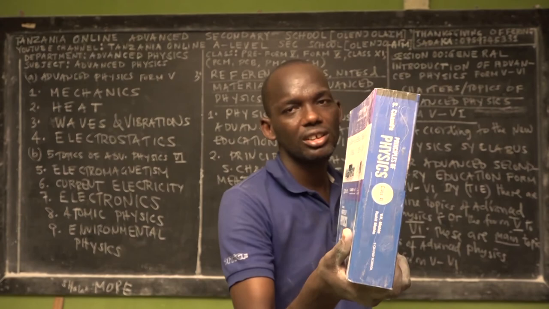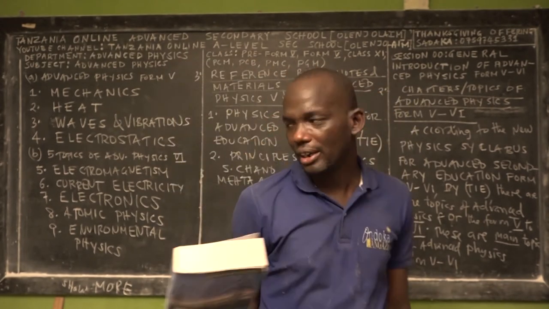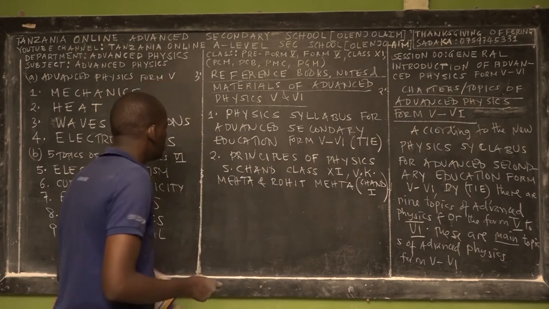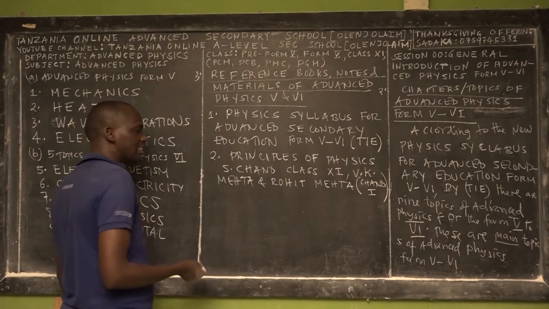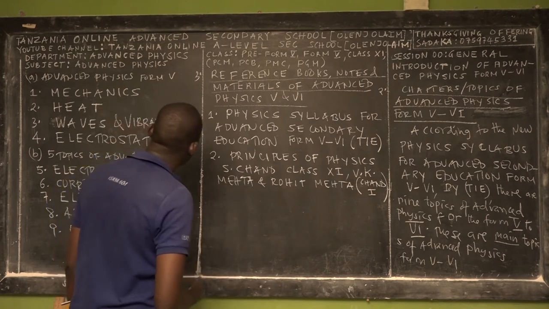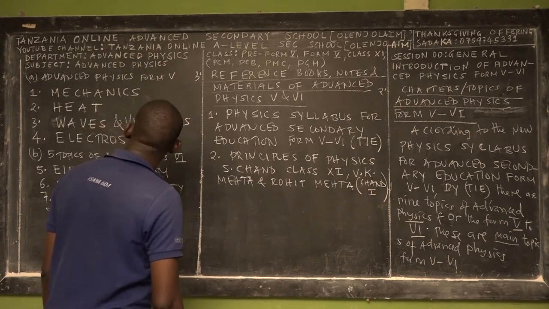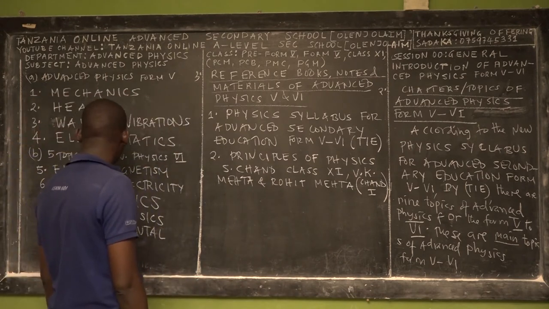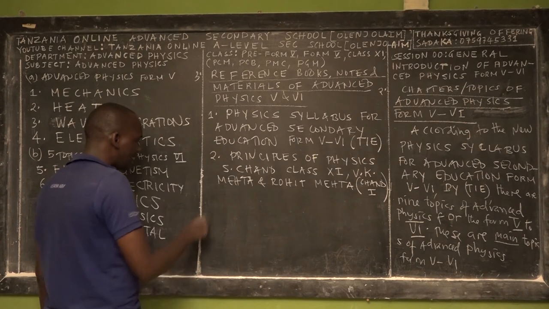Have a thought of it, so remember it in your mind. So this is the recommended reference book. But that's not enough because it just contains concepts or topics that you have to learn in Form 5. It contains mechanics, heat, and possibly waves and vibrations, but does not contain electricity. So you need another book.